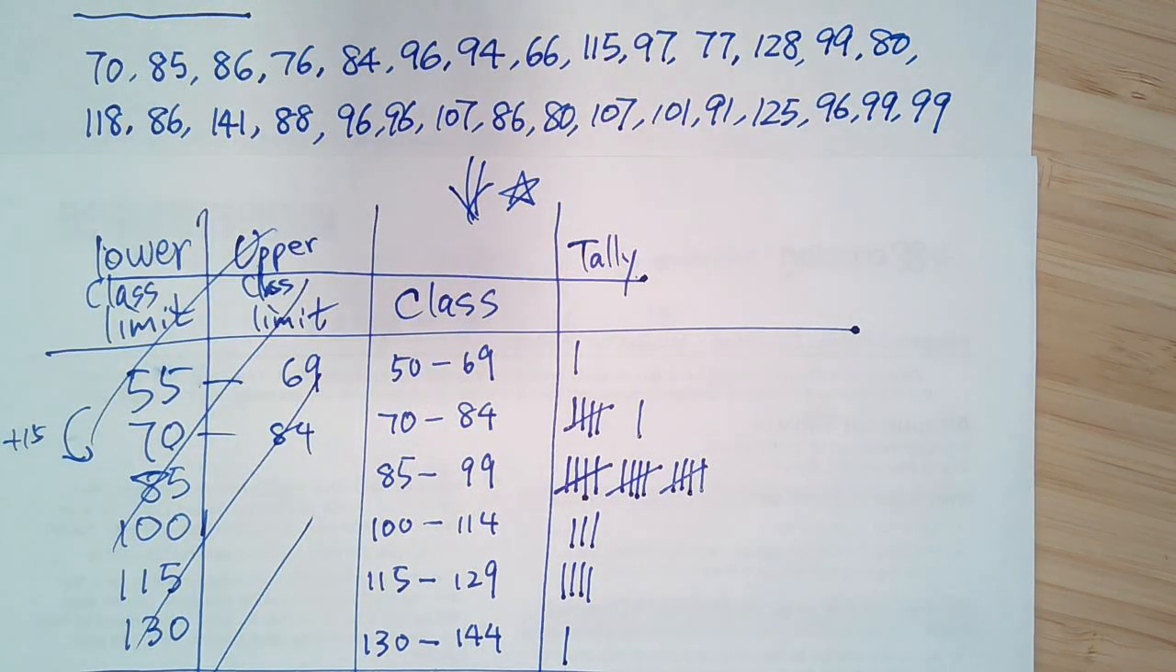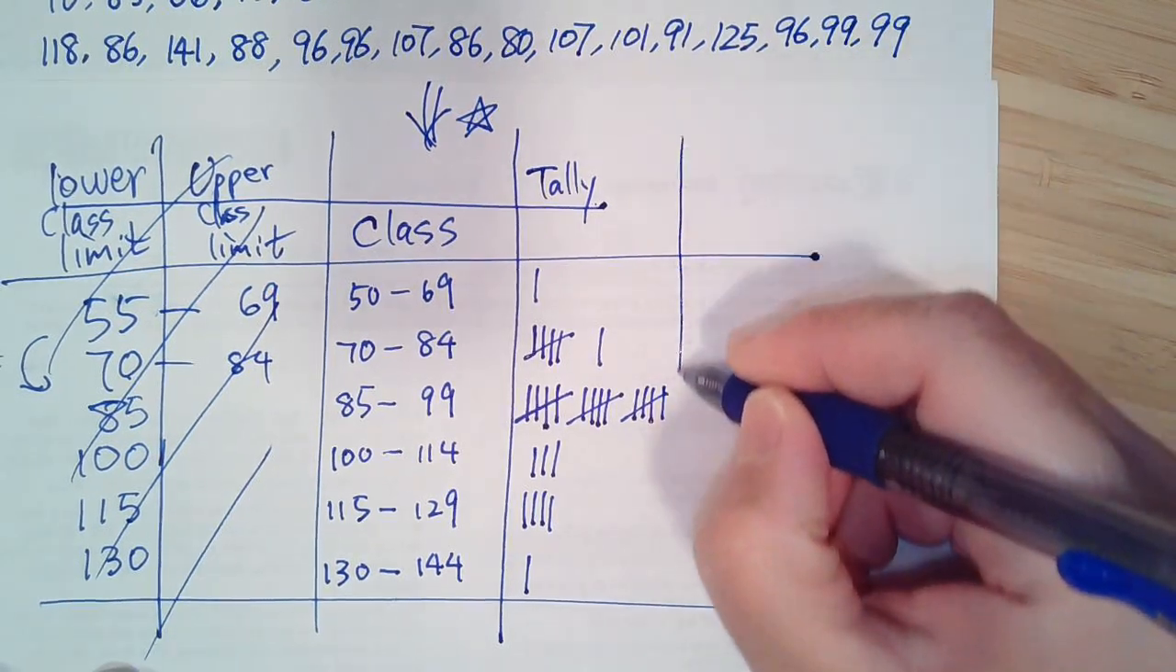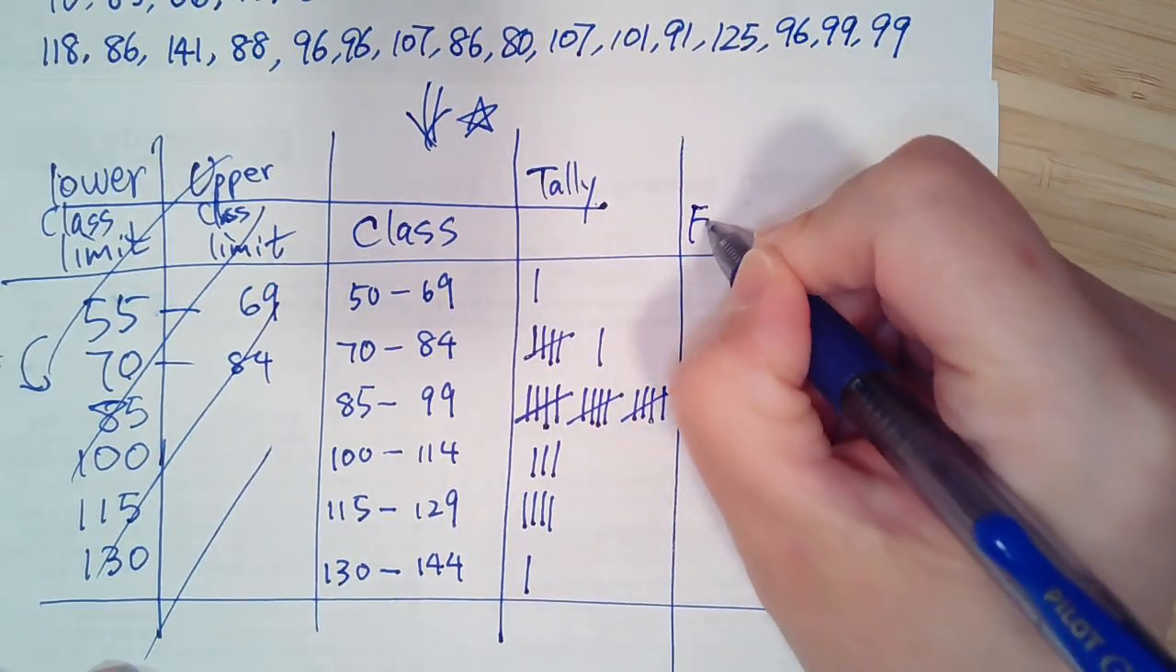So I'm done. You see, I finished all my tally, and in the next column, you just write down frequency.